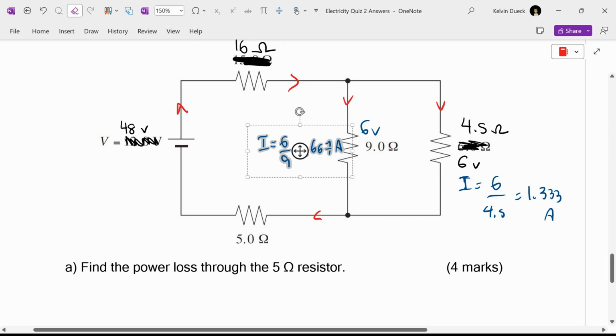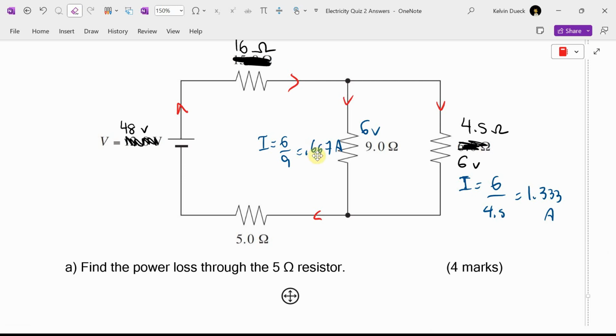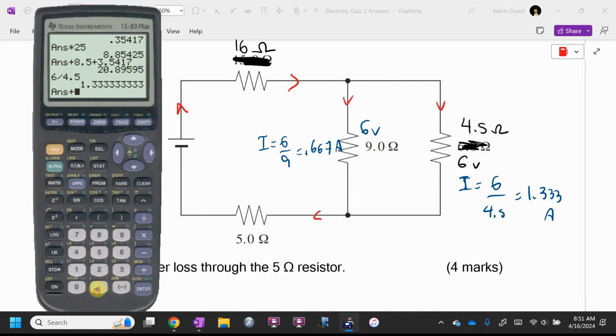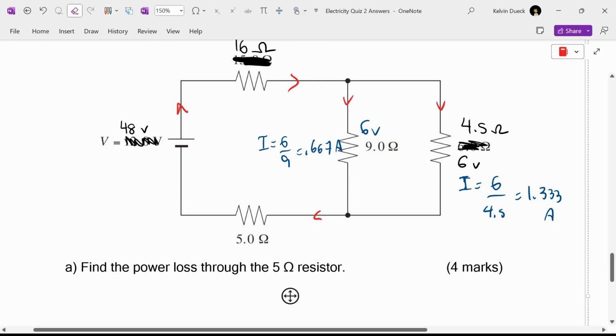How does that help me? Okay. Oh, I can find total current because the total current is going to be 0.667 plus 1.33. I think it works out to 2 even, doesn't it? Plus 0.666666. 1.9, yeah, 2 amps. Total current's 2 amps.